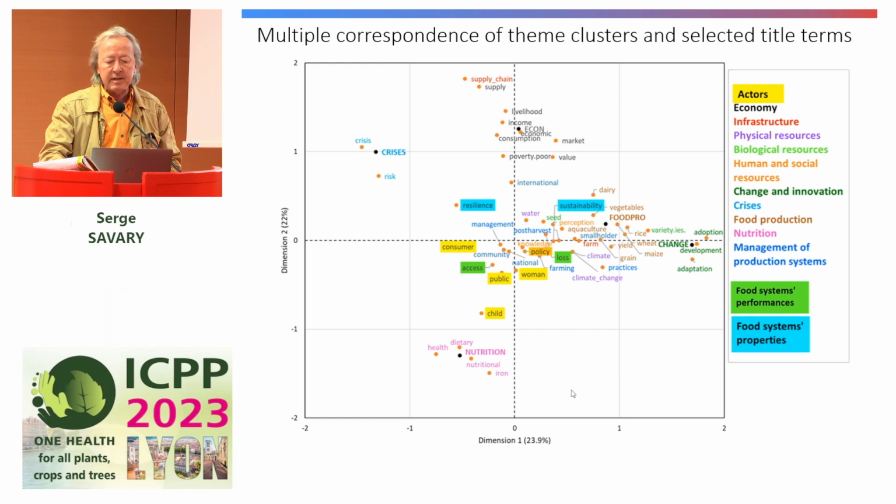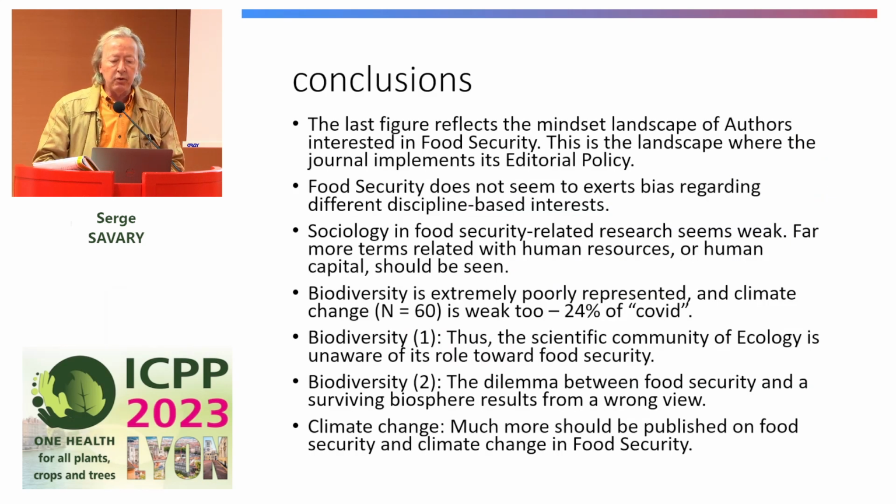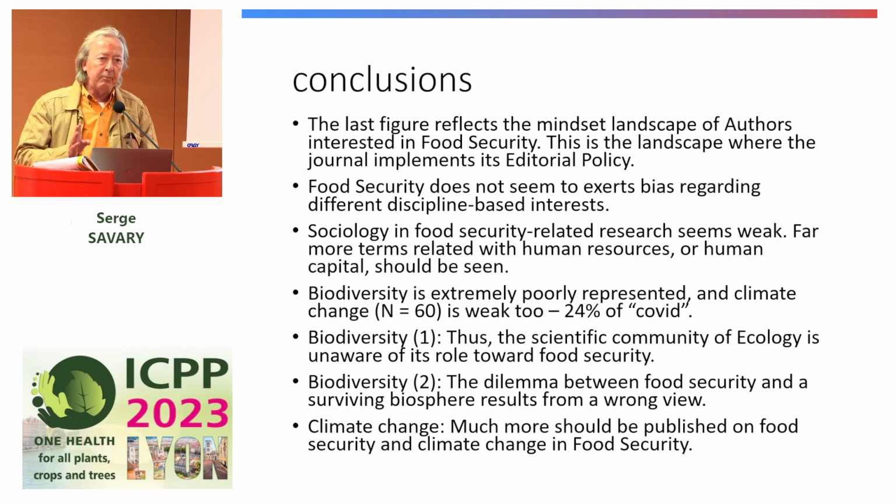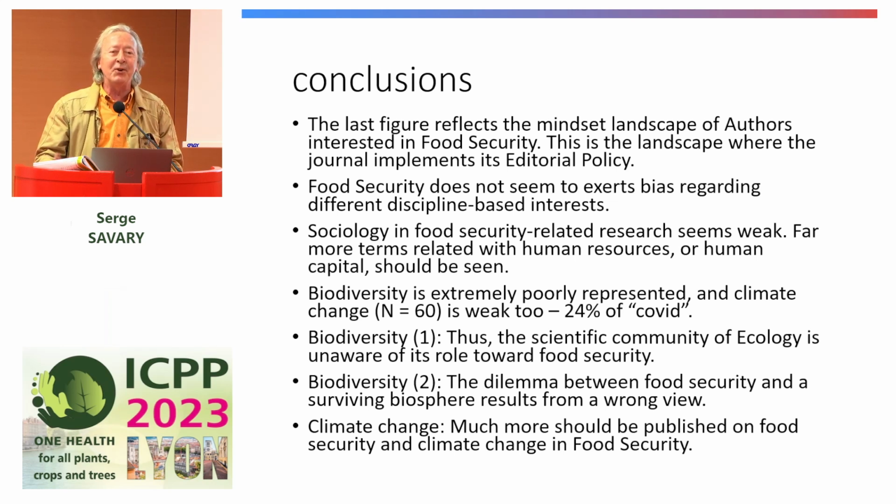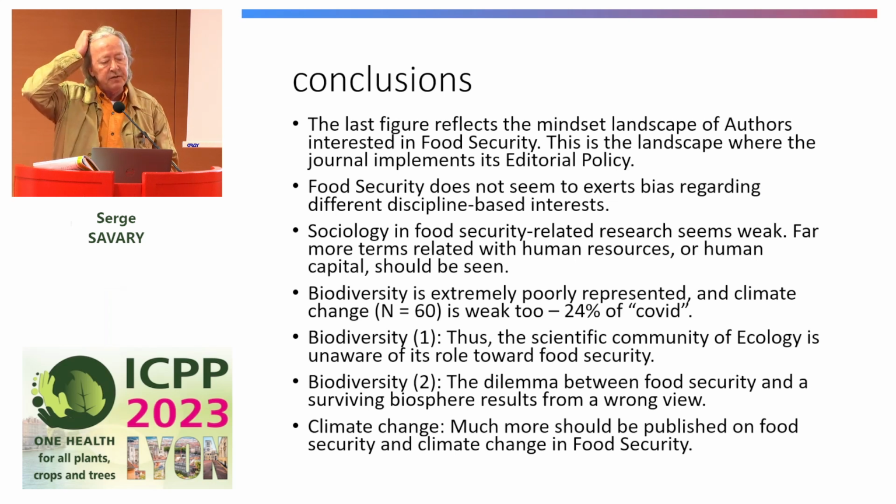So that's the shape of the journal. So this is the landscape. What I presented to you is the landscape of mindsets of the authors who are interested in food security. It's not what we do. This is what we get. You got what we produce from these 2 points: reject or declined and published at the center. So we're approximately at the center of this landscape, which is fine. So no bias.